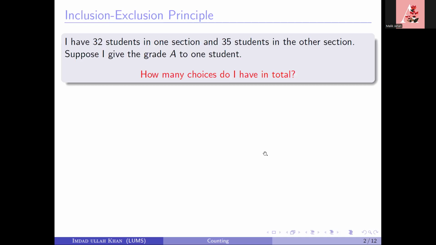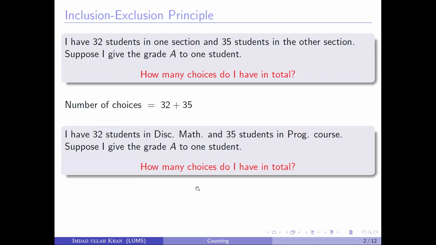So let's try to recall this problem which we solved in one of our previous sections. So the question was that I have 32 students in one section and 35 students in another section of discrete math. Suppose I give the grade A to one student. So how many choices do I have in total? So what we did last time was that we applied the sum rule. We added 32 with 35. So 32 plus 35 choices were total available for me to award grade A.